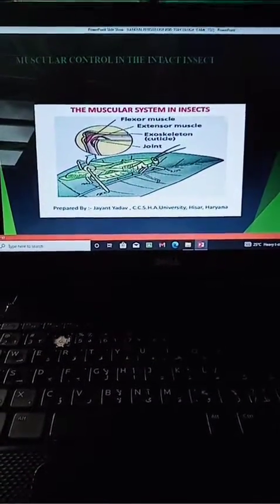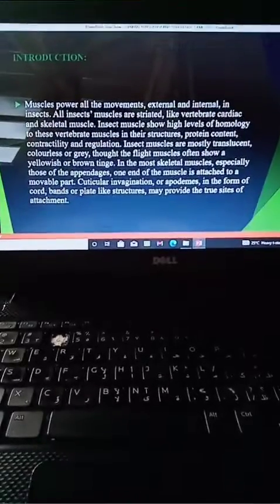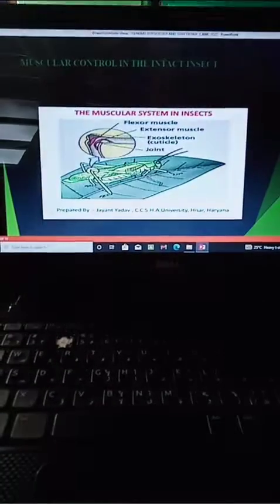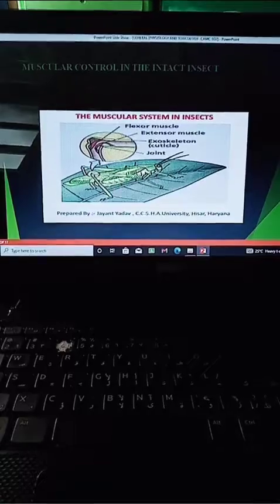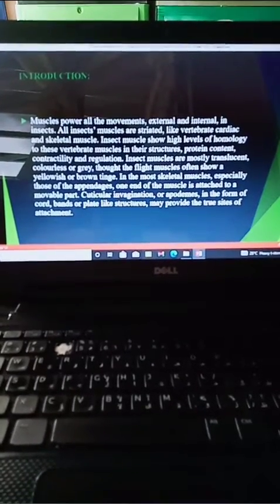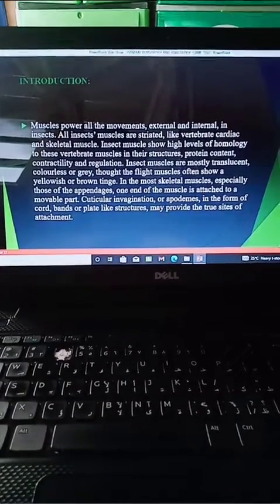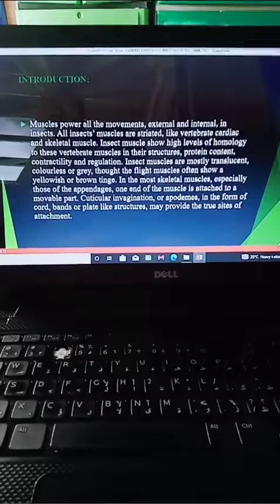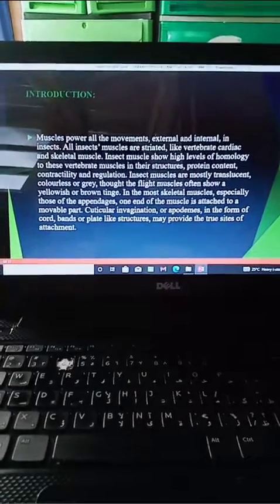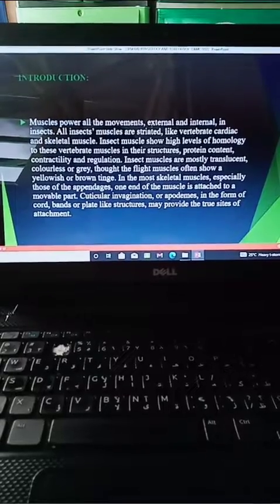This is the muscular system in insects. Muscular control in the intact insects. Muscles power all the movements, external and internal, in insects. All insect muscles are striated, like vertebrate cardiac and skeletal muscles. Insect muscles show high levels of homology to those vertebrate muscles in their structures.